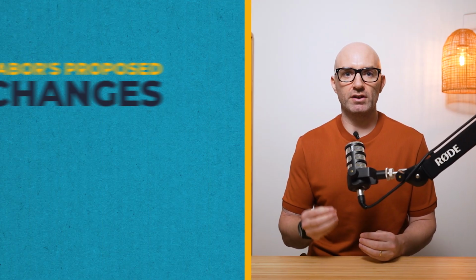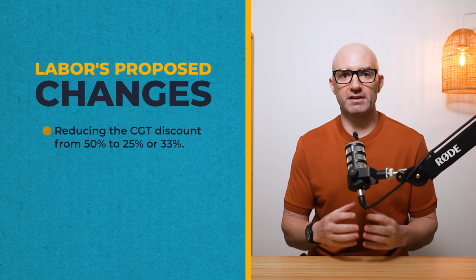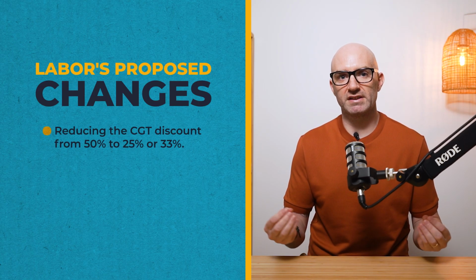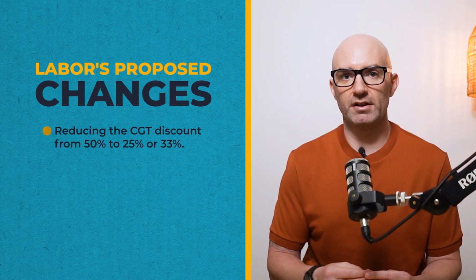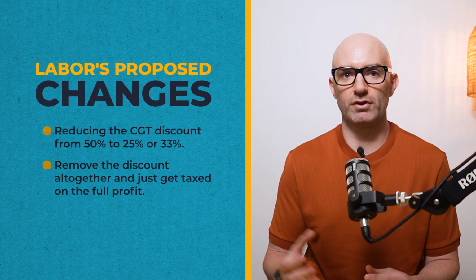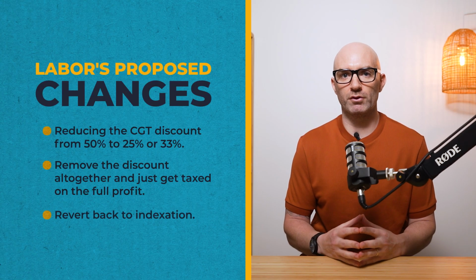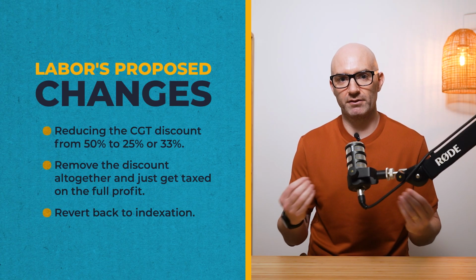Now we have established what the tax is today, let's look at what Labour's proposed changes are. Firstly, they are considering reducing the CGT discount from 50% to 25% or 33%. The other option is to remove the discount altogether and just get taxed on the full profit. There has also been some talk about going back to indexation, but that seems unlikely given the complexity of the tax in that form. So let's look at some of the positives and negatives around the change before getting into what it means for your portfolio.